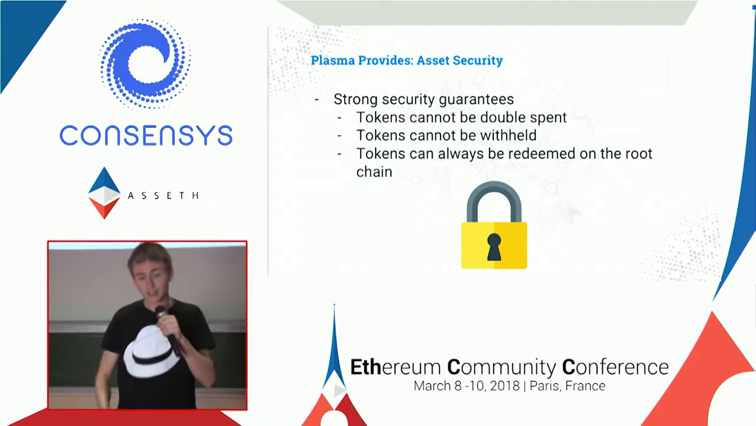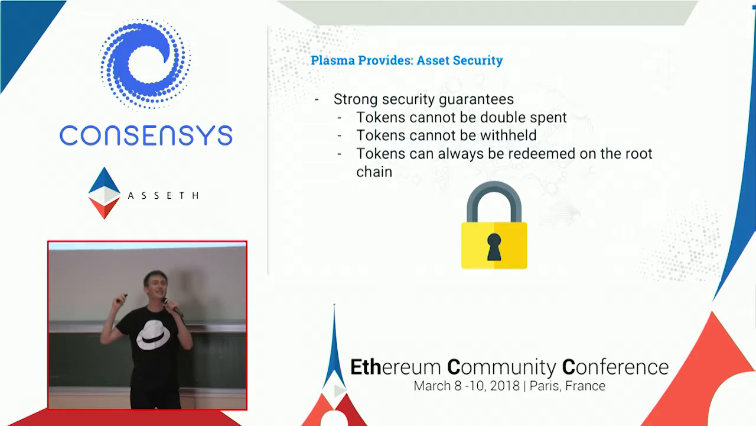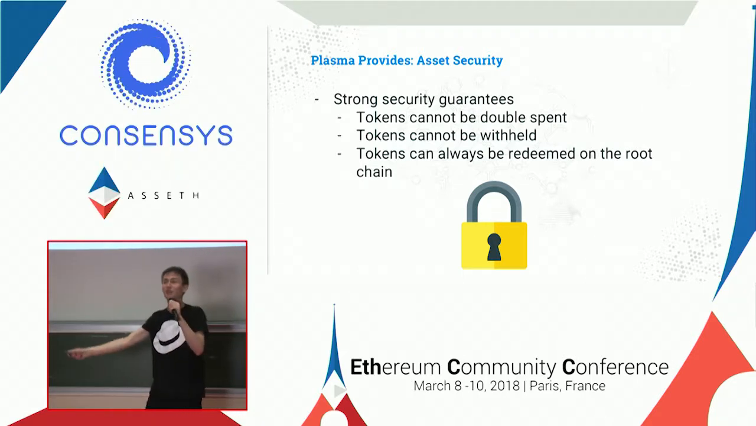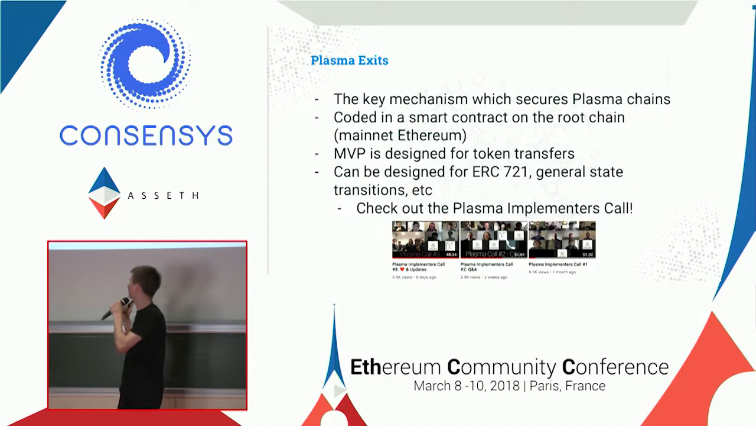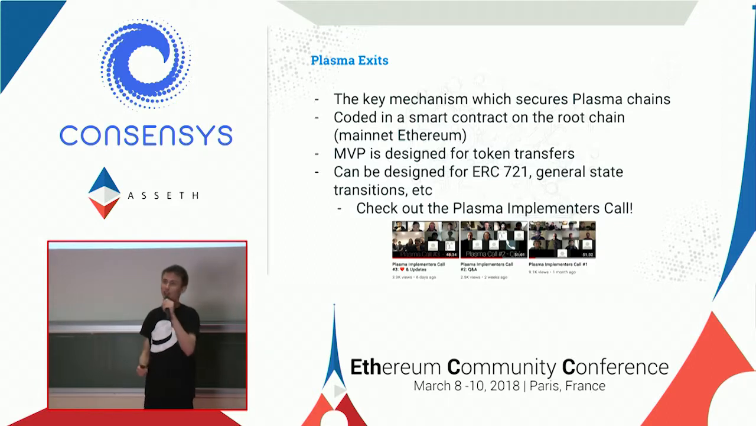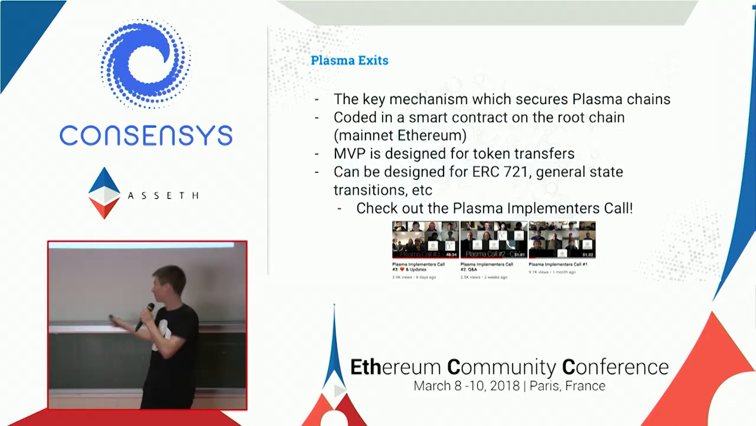Okay. So, tokens can always be redeemed on the main chain. This is the key to the security property that Plasma provides. If the Plasma chain goes bad, then you can always pull your coins off and bring them onto the main chain. So, Plasma exits. This is actually how you pull the coins off of the Plasma chain. And it's the key mechanism which secures Plasma.